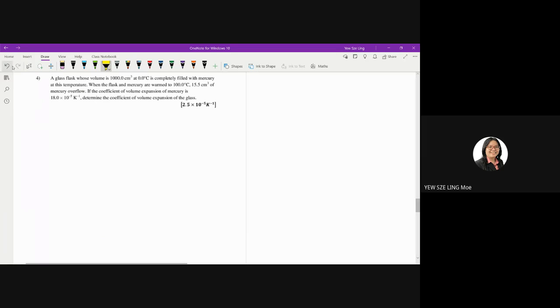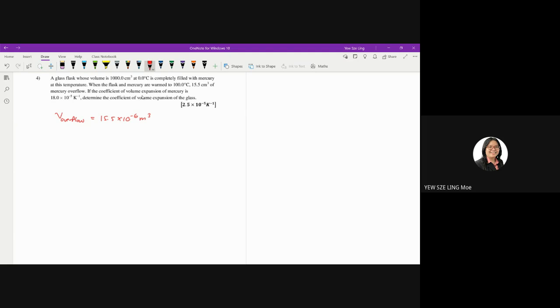So these questions, a glass flask whose volume is 1000 cm cube at 0 degrees C is completely filled with mercury at this temperature. When the flask and mercury are warmed to 100 degrees C, 15.5 cm cube of the mercury overflow. Aha! So this question is still about overflow, but what is the difference now is that it gives you the volume of overflow. So now you have V overflow. Okay, V overflow is equal to 15.5 times 10 to the power of negative 6 meter cube. And then it asks you to calculate the coefficient of volume expansion of the glass.